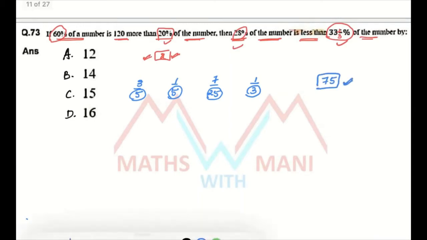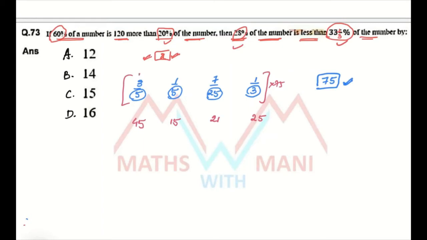Now tell me 3/5 of the number. 3/5 of 75. You have to multiply all the values with 75. 3 by 5 of 75 means 45. 1 by 5 of 75 means 15. 7 by 25 into 75 means 21. 1 by 3 into 75 means 25. Clear?